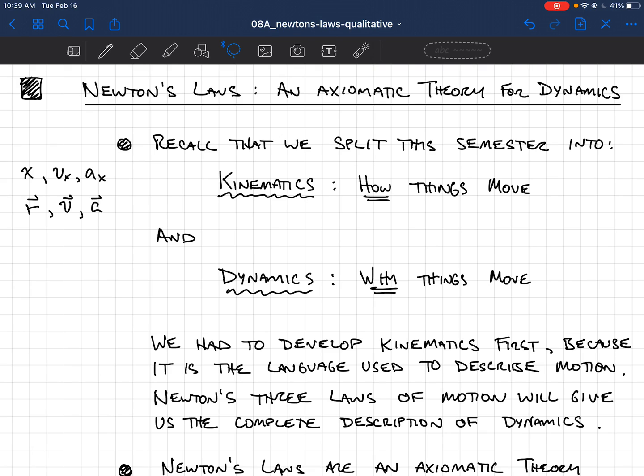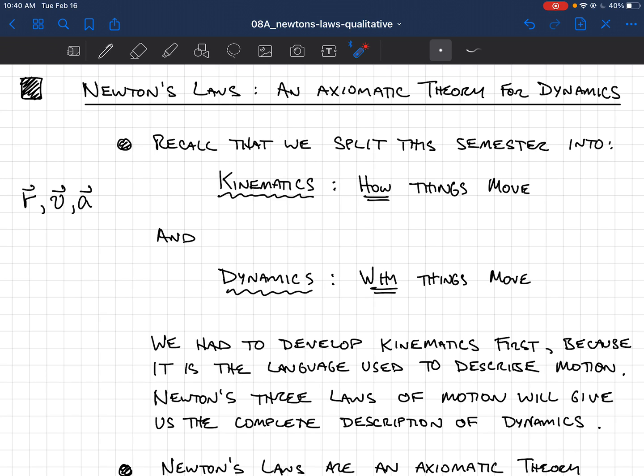So I want to talk generally for a moment about what the set of Newton's laws does for us. We have started the semester by talking about kinematics, and that means that we've talked about the position vector, the velocity vector, the acceleration vector, and that gives us everything we need to precisely describe how things move.